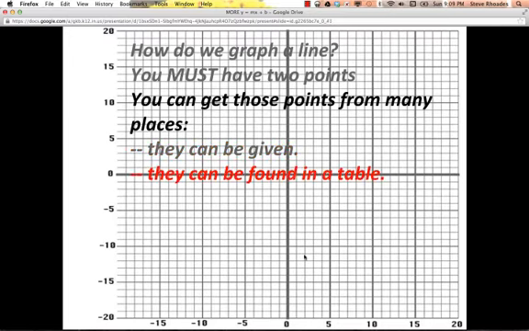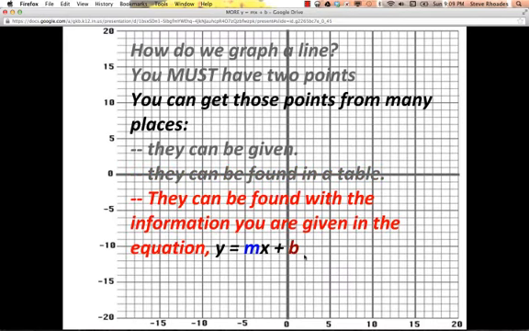But you also might be given that information in a table. Now, a table usually has more than 2 points in it, but it could have 2 points, or it could have 5 or 10 or 100 points. And you find those commonly when we're talking about data, graphing data that might be linear.